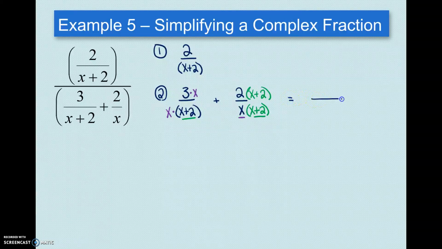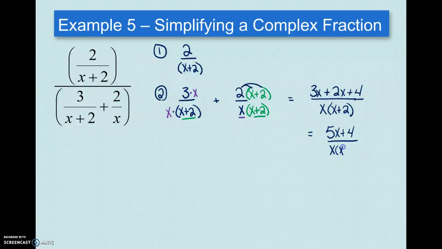Now the denominators are the same. The denominators are x times x plus 2. So we can distribute and combine the top. We've got 3x plus 2x plus 4. What is 3x plus 2x? 5x. So this is 5x plus 4 over x times x plus 2.